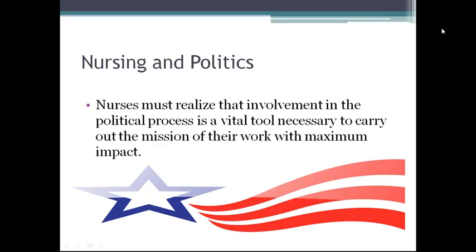Nurses must realize that involvement in the political process is a vital tool necessary to carry out the mission of their work with maximum impact. Coalitions can help. A coalition is a group of individuals that shares a common interest and advocates for better health care, and it should definitely strengthen your cause.